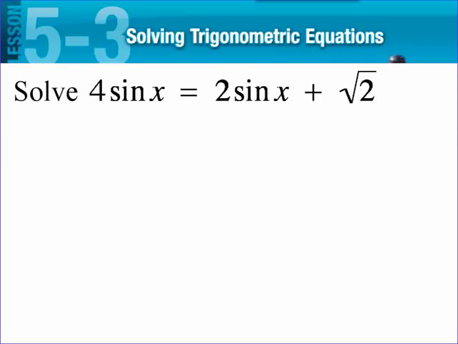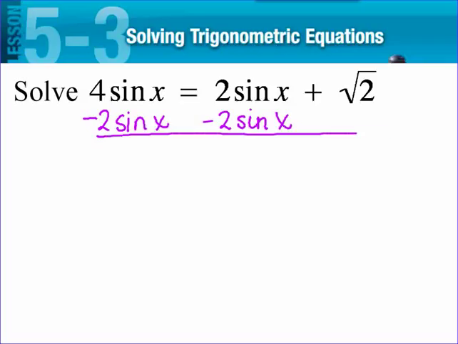If you notice up there, we're going to solve 4 sine x equals 2 sine x plus root 2. Our utmost goal is to get a trig function all by itself on one side and everything else on the other side. Here I've got 2 trig functions, so we're going to combine the sines. Let's subtract 2 sine x and move it over to the left.